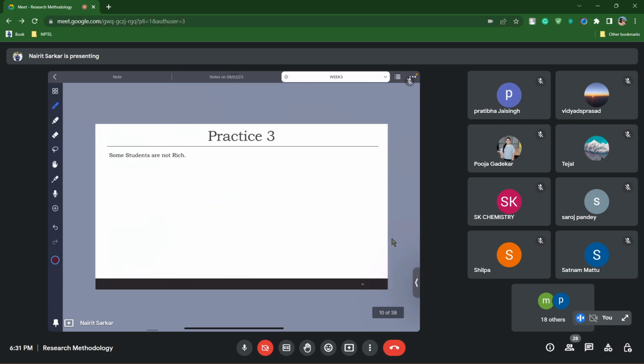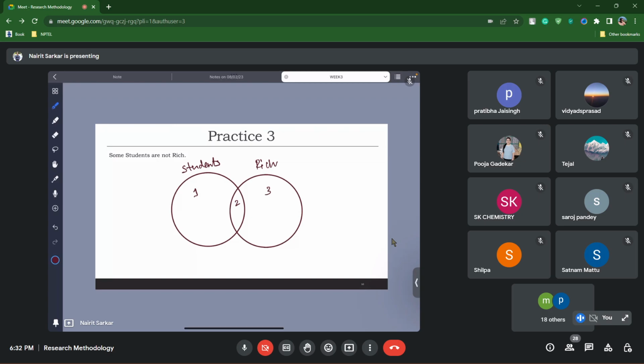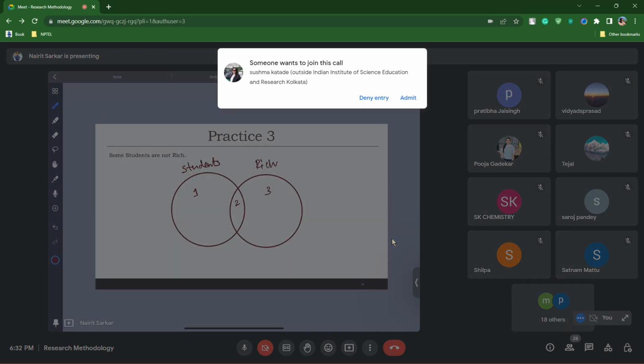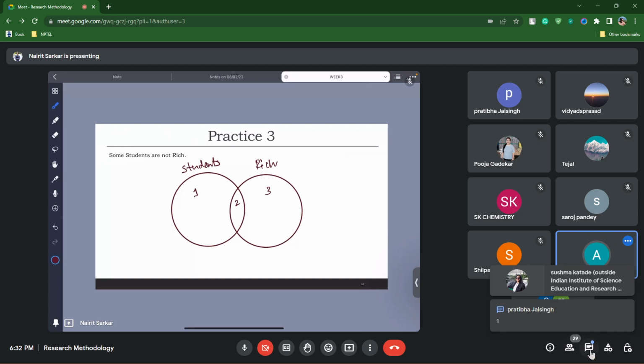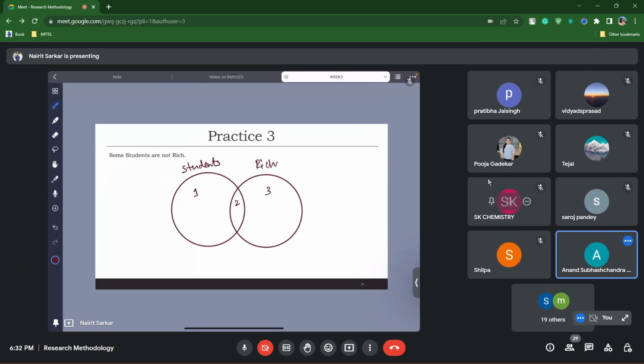Then, some students are not rich. These are students and this circle stands for rich. Where should I put X now? 1, 2 or 3? Sir, in one. Good. Very good. X here.